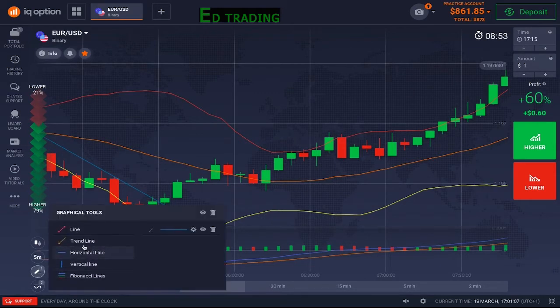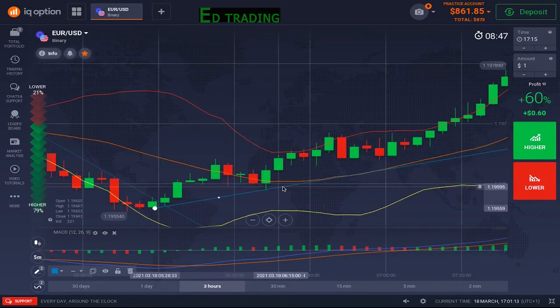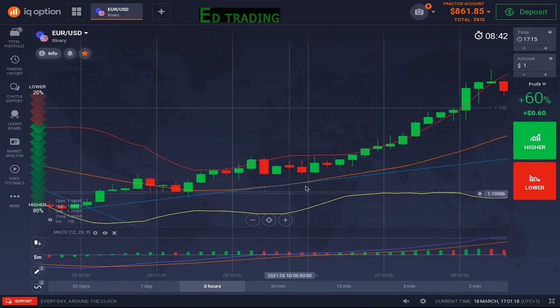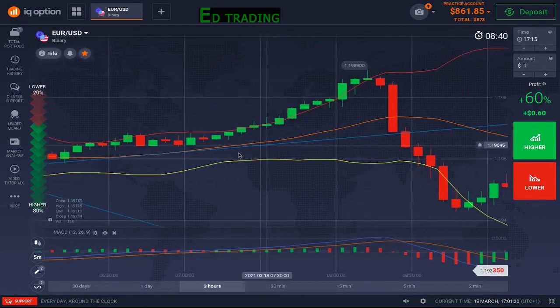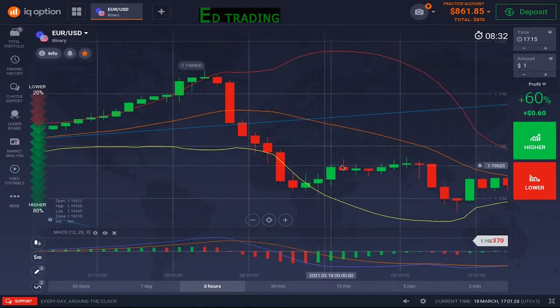Then you go there, draw your trend line from the bottom here, the open of the candle, touching this candle here. Then you wait for a break before selling. No break. Then you see a break here, you sell. Change your time to 15 minutes, you sell, see you are in the money.